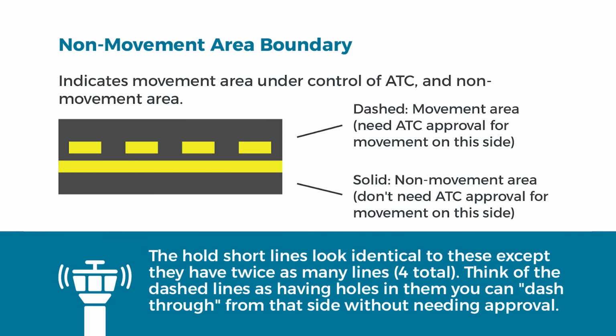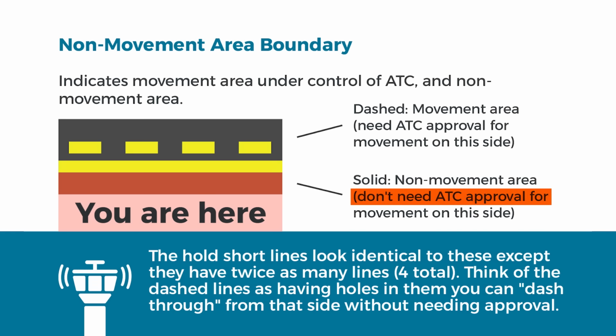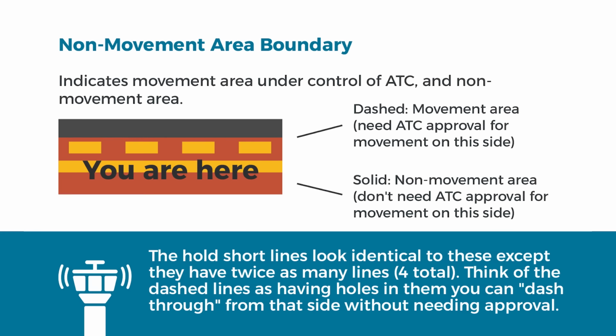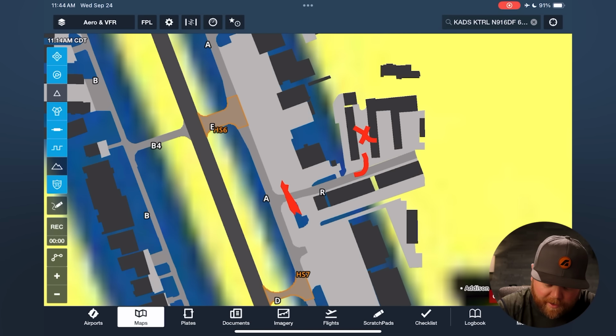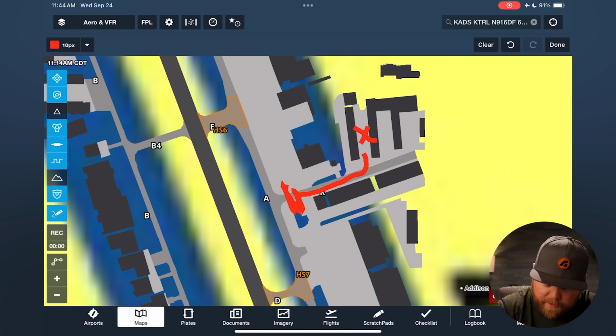And anything on the solid line side is called the non-movement area, which is a little counterintuitively named. But if you are on this side of the line, which is where I'm at on taxiway Romeo, you don't actually need ground control's permission to move around. But anytime you're trying to go to the dashed side of the line, this is the movement area and you need ATC approval to operate in this space. If you're confused at all, you can just go ahead and contact ground here, but technically we don't have to contact ground until we get up here, but we can go ahead and call ground if we're unsure.